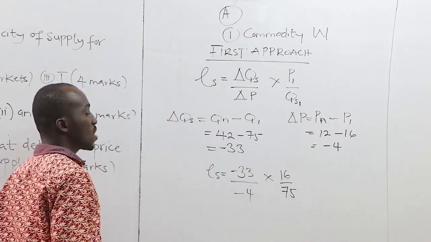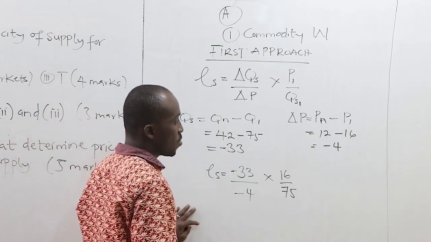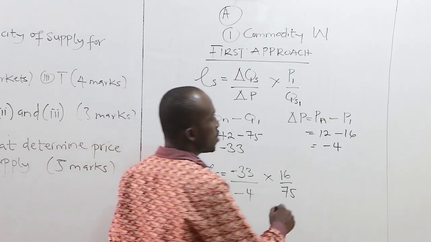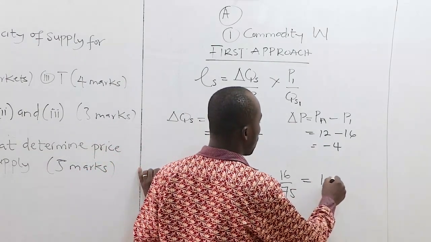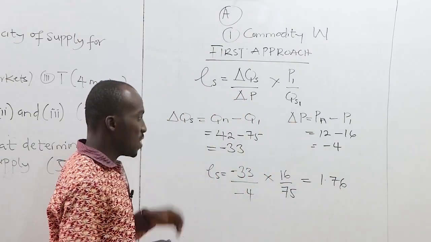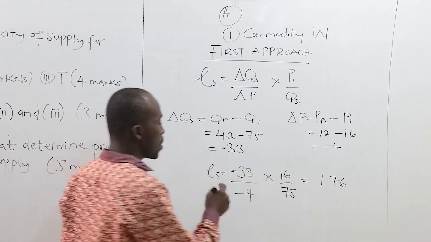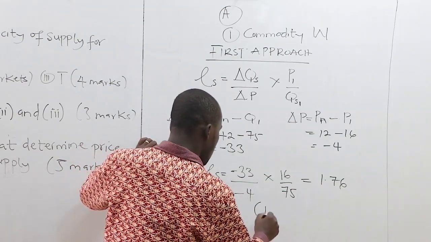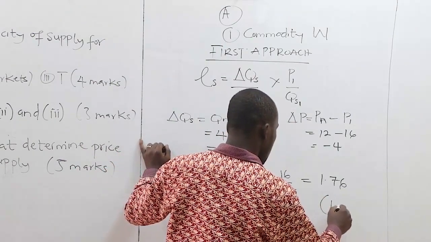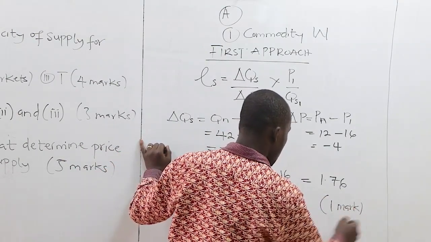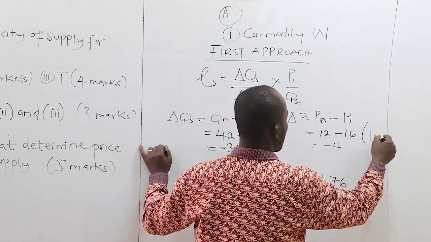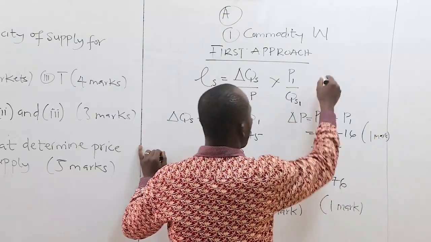So the rest is you can use a calculator to multiply the top, multiply the bottom, and divide. When you do that, you're going to get the answer 1.76. Right? So let's see the mark allocation. 1 mark for this, one mark for here, and 1 mark for the formula.